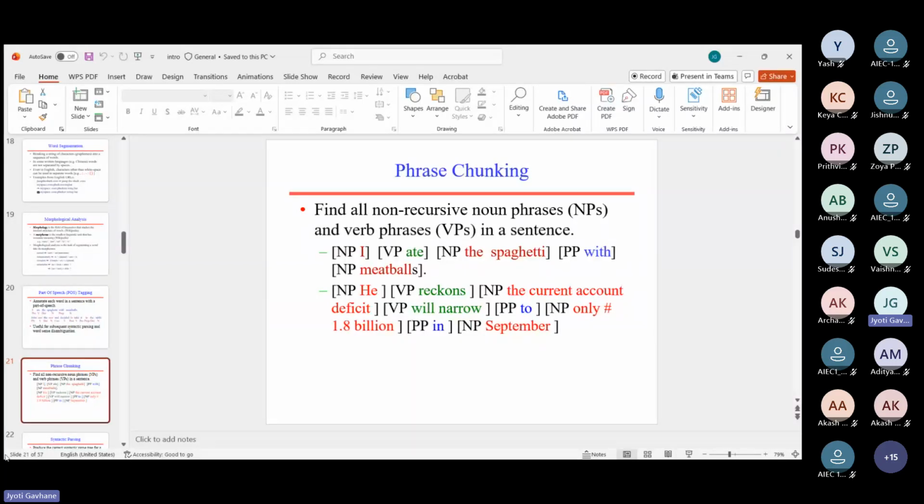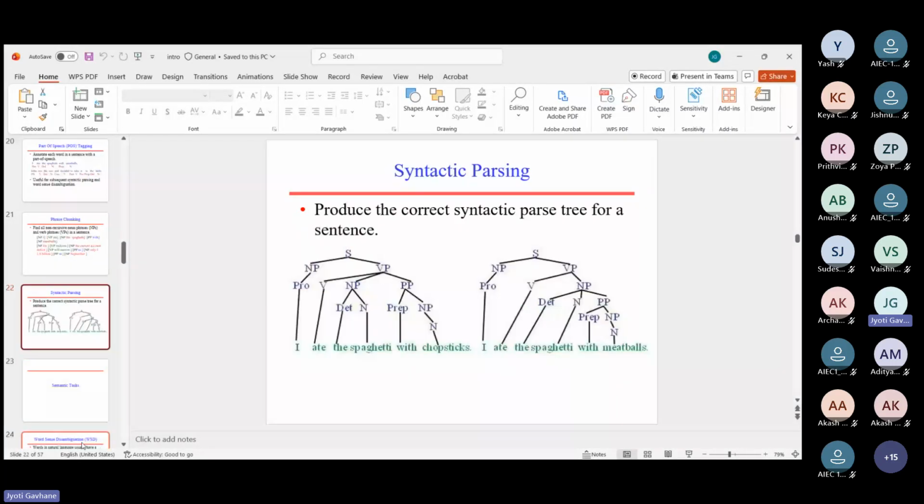Once it has been done, you have to create the parse tree. So producing the correct syntactic parse tree for a sentence, again this we have seen yesterday, you people have practiced, so I am not going to cover that.